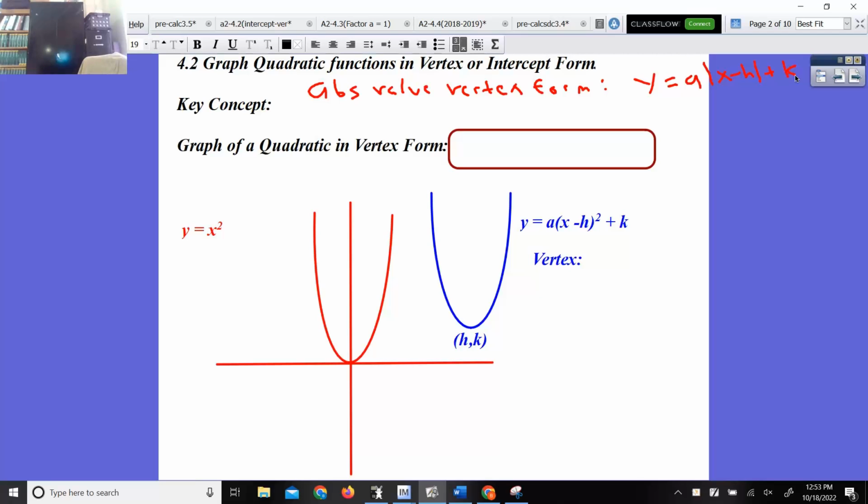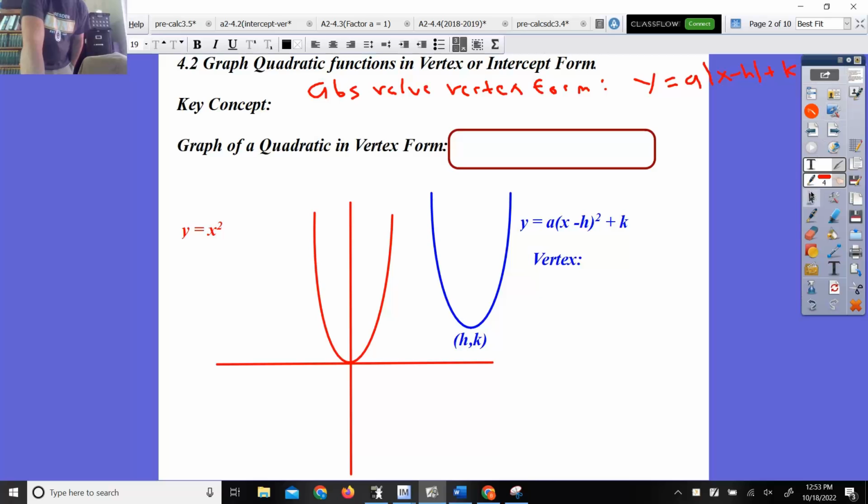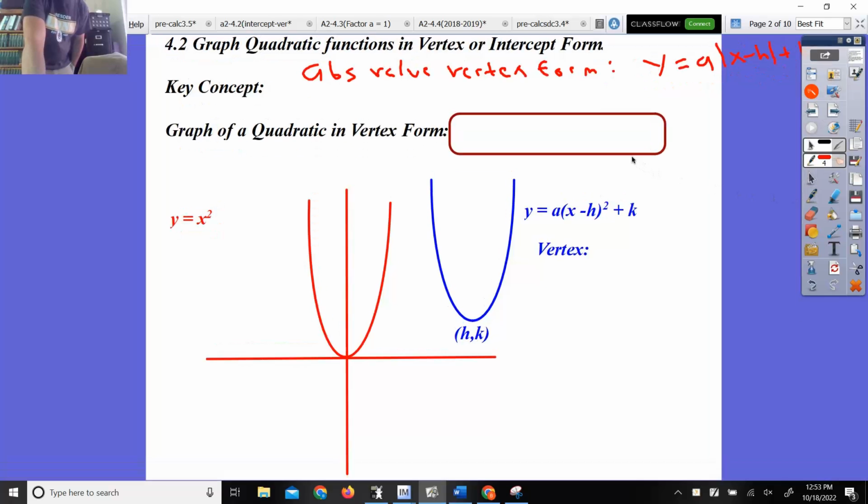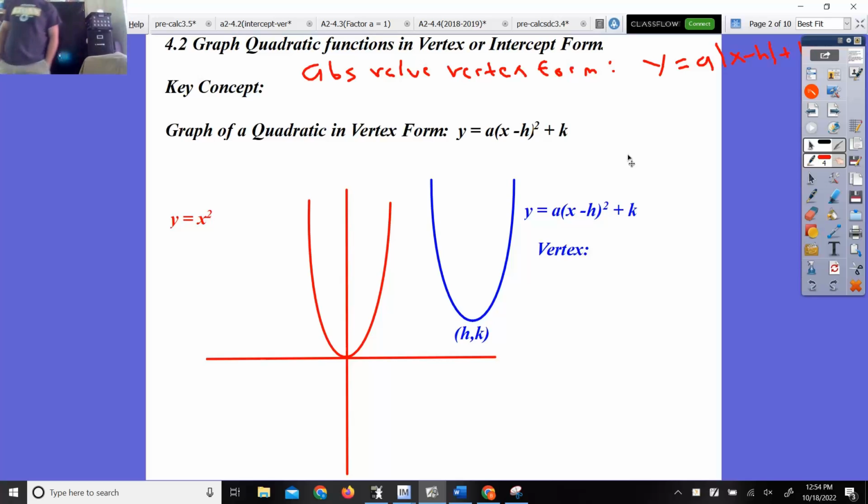Of course, we're not graphing V's, we're graphing parabolas. Vertex form is actually already there sitting in your notes, staring right at you. But it doesn't hurt for you to write it down. This is quadratic vertex form: y equals a, parentheses x minus h, squared, plus k. Why the square? Because it's a quadratic. The square makes it a quadratic.